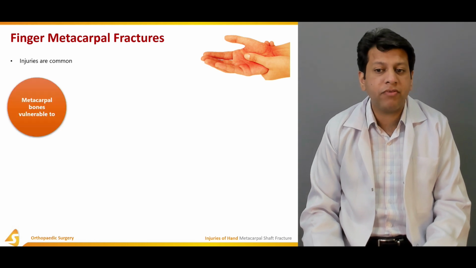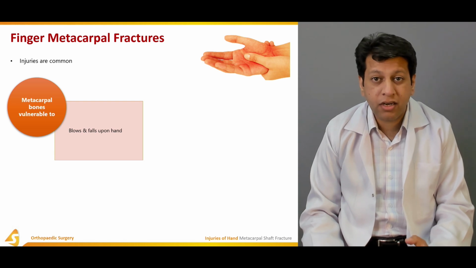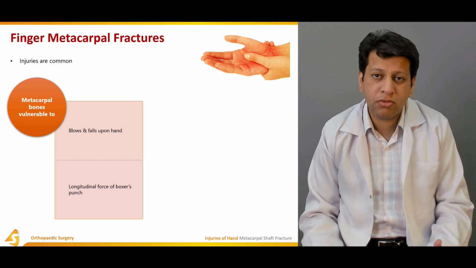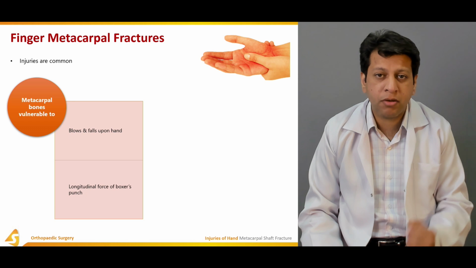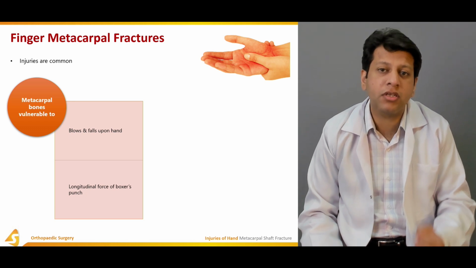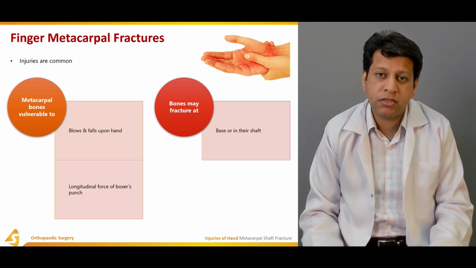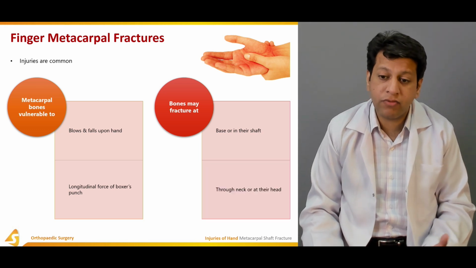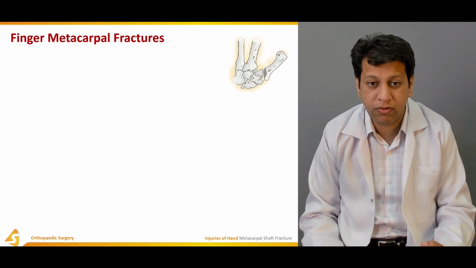Now, finger metacarpal fractures. As you know, metacarpal bones are vulnerable to blows, which could be direct blows on the hand, or falls upon the hand, or longitudinal fractures from a boxer's punch. Usually, this can occur during boxing, or during a street fight as well. And when a person punches the hand into a hard surface, this can lead to a metacarpal fracture. Where can metacarpals get fractured? They can involve either the head, the neck, the shaft, or even the base as well, so it is important which area of the metacarpal has been involved.